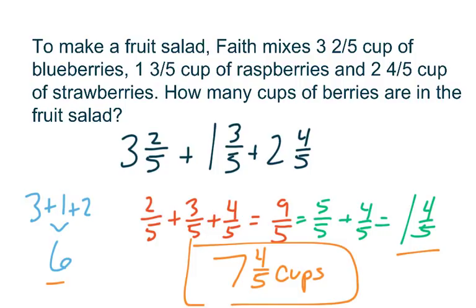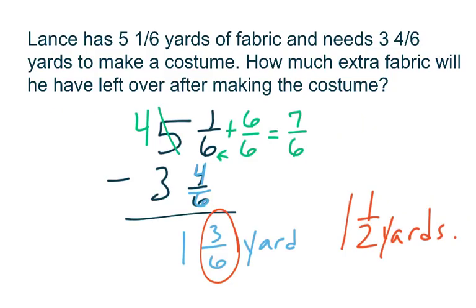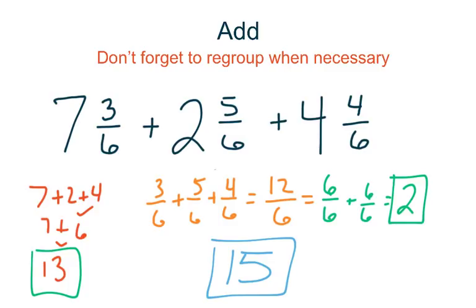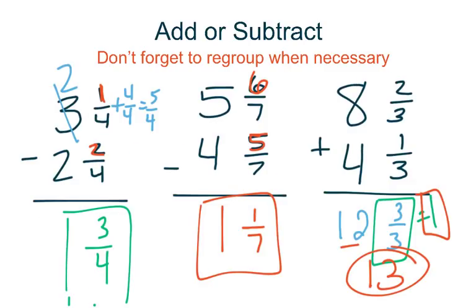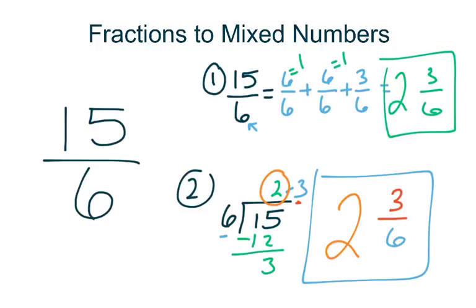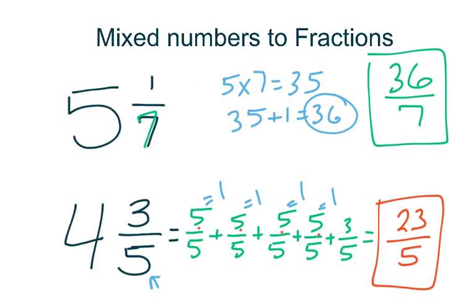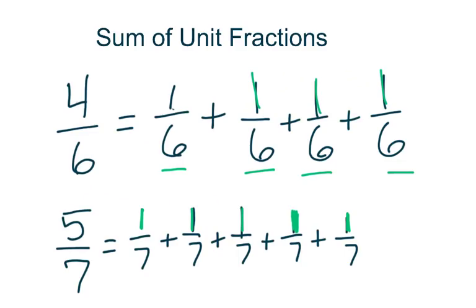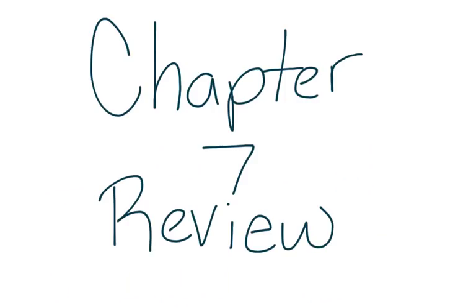All right, that's our review. Again, when we are adding, make sure that you regroup. When you're subtracting, make sure to check to see if you need a regroup. When we're turning our fractions into mixed numbers, you can pull out your wholes or you can divide. And then when we're turning our mixed numbers into fractions, we can create our wholes or we can do our multiplication and addition. And then a unit fraction is a fraction with a 1 in the numerator.